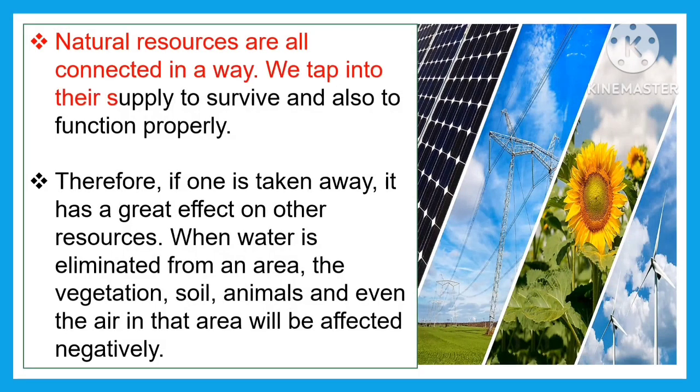Natural resources are all connected in a way. We tap into their supply to survive and also to function properly. Therefore, if one is taken away, it has a great effect on other resources. When water is eliminated from an area, the vegetation, soil, animal, and even the air in that area will be affected negatively.